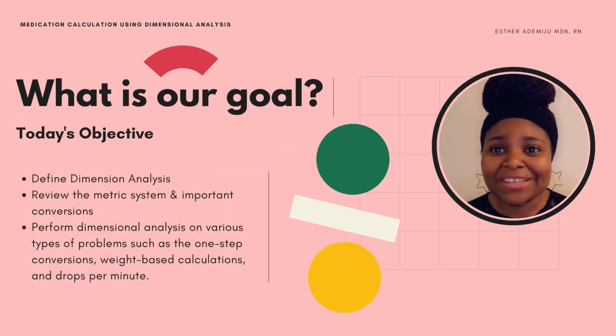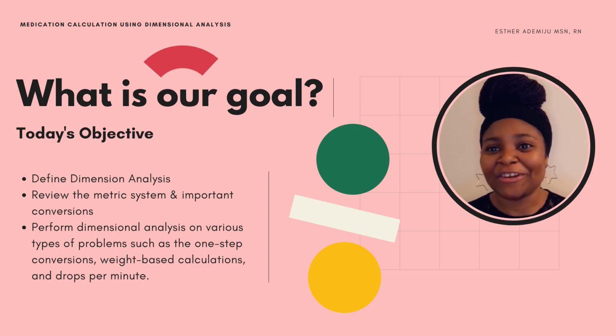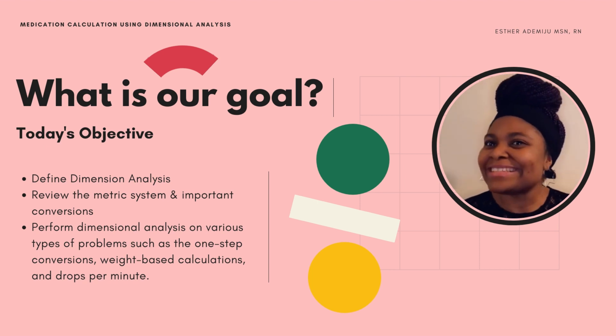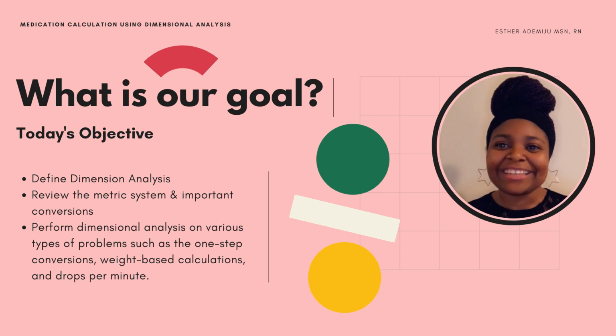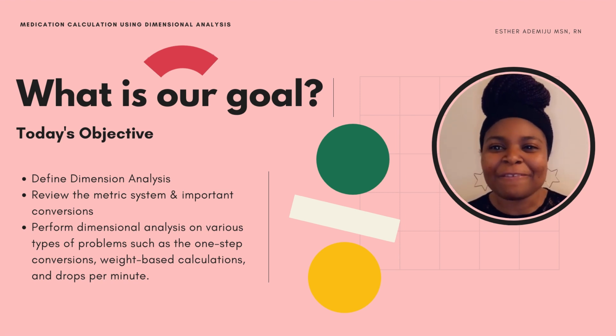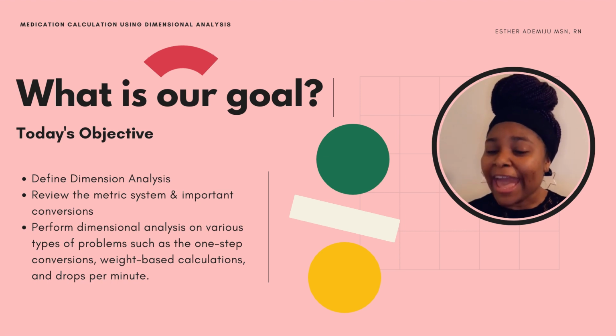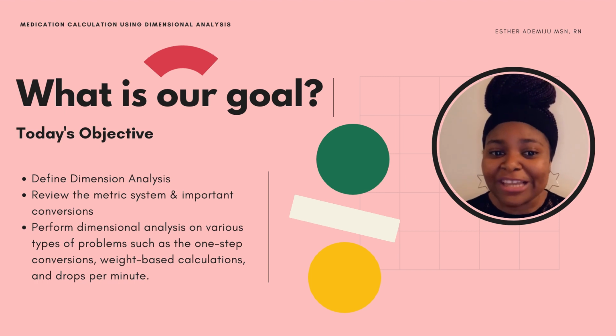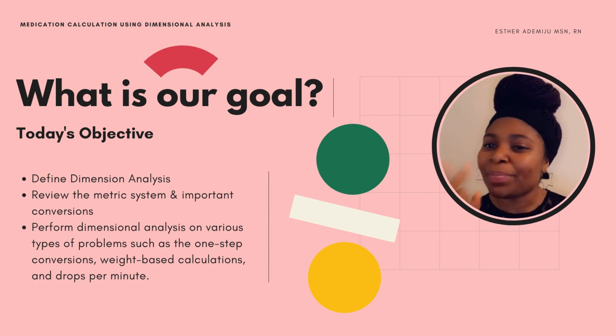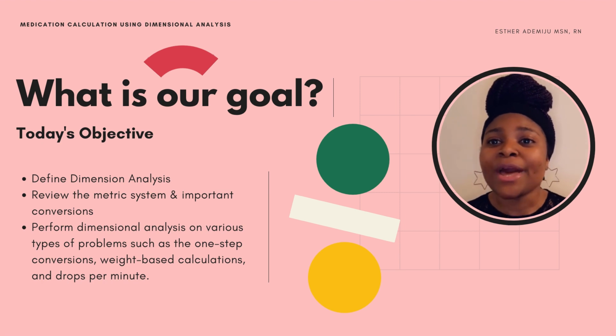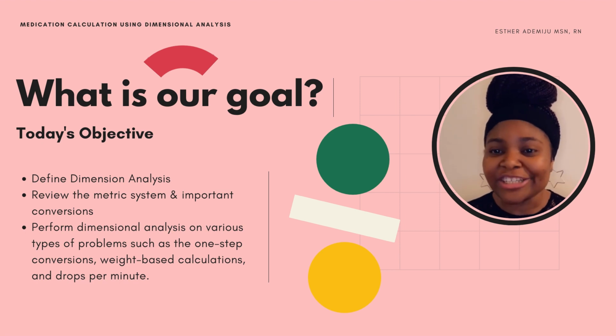So let's look at the objectives that we must achieve at the end of today's tutorial. One of that is defining dimensional analysis. We need to understand it, right? Like, what is this dimensional analysis all about? And secondly, we're going to look at some metric system and conversions, some important conversions you got to keep at the back of your mind. And finally, we are going to spend some time performing dimensional analysis on various types of problems, 3 types of problems: one type conversions, weight-based calculations, and drop per minute styles of calculations. So grab a paper, grab a pen, and grab your calculator or your phone and join me.